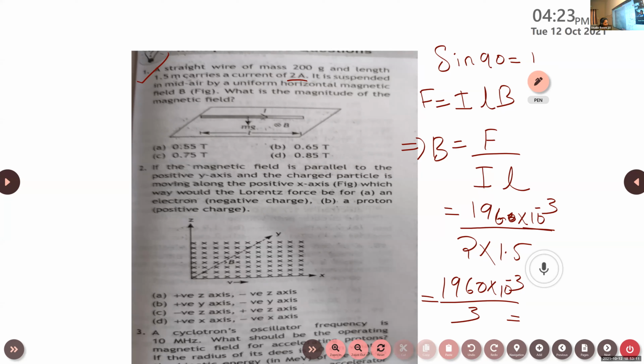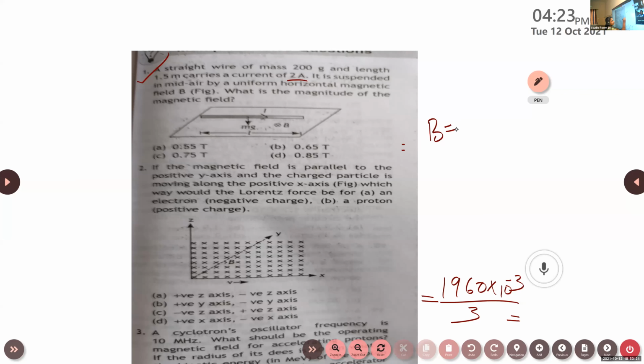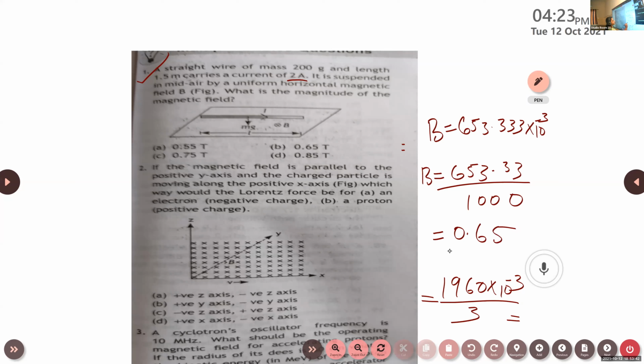So 1960 by 3, actually we get 653.333, something like that. So here B is equal to 1960 by 3, which is 653.333 into 10 raised to minus 3. So B is equal to 653.33 divided by 1000, that is equal to 0.65 Tesla. So the correct answer is option B, 0.65 Tesla.